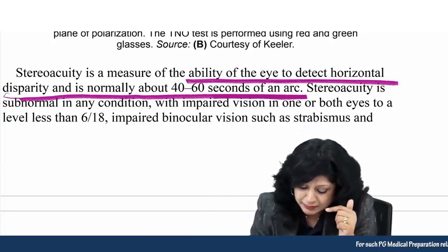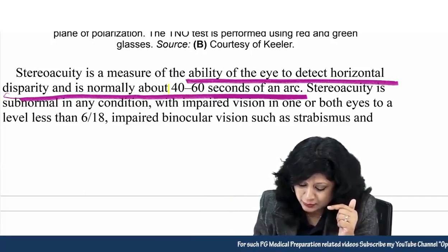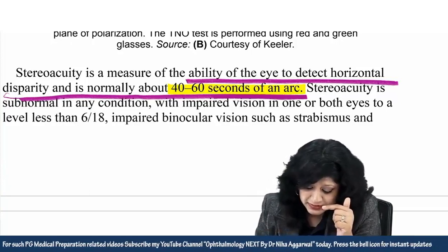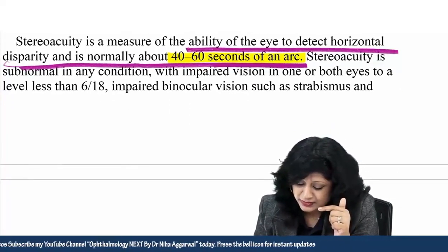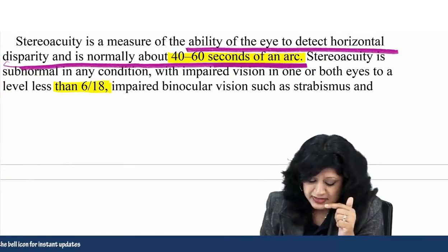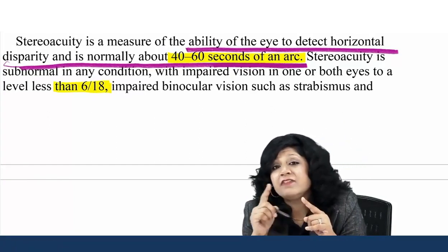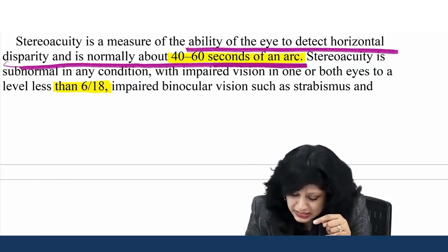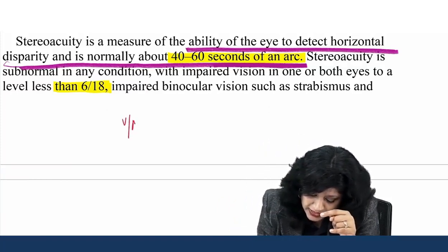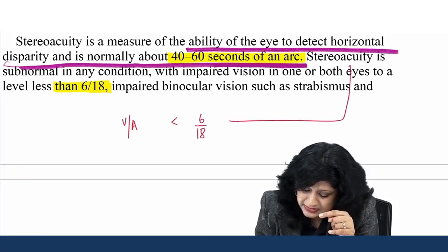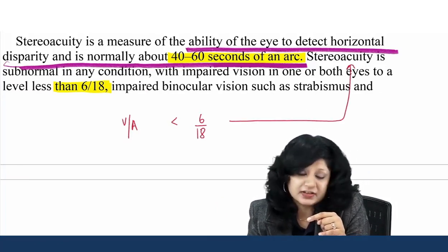And what is the minimum value? The minimum value is about 40 to 60 seconds of arc. It is abnormal in any condition with impaired vision if the visual acuity is less than 6/18. So what they are clearly giving you is a value: if the visual acuity is less than 6/18, then the stereo acuity will be defective.